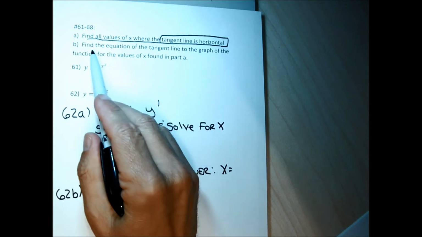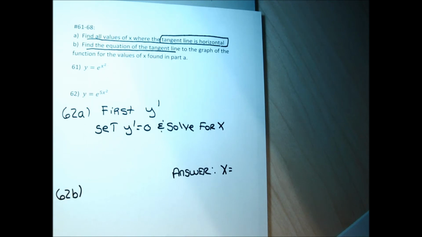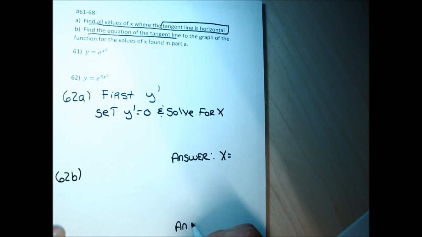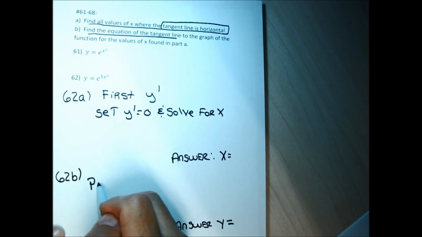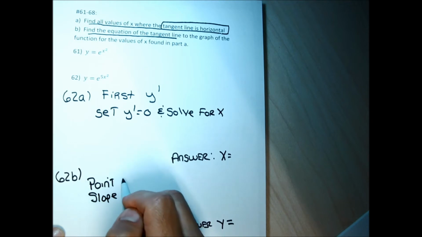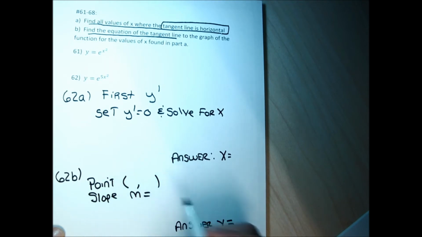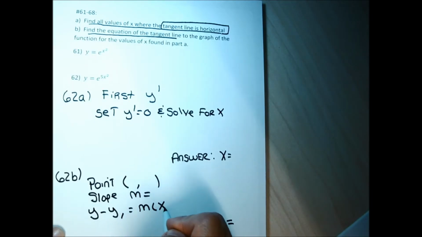If I look at the instructions for part B, it says find the equation of a tangent line. And to find an equation for a line, my answer is going to be of the form y equals mx plus b. It's going to be y equal to something, because an equation for a line has a y equal. And in order to get an equation of a tangent line, I have to have a point and a slope, and then once I have a point and a slope, I'm going to use the formula y minus y1 equals m times x minus x1.